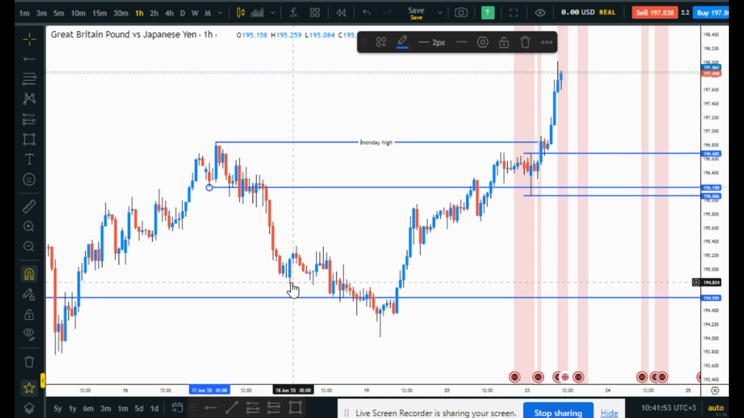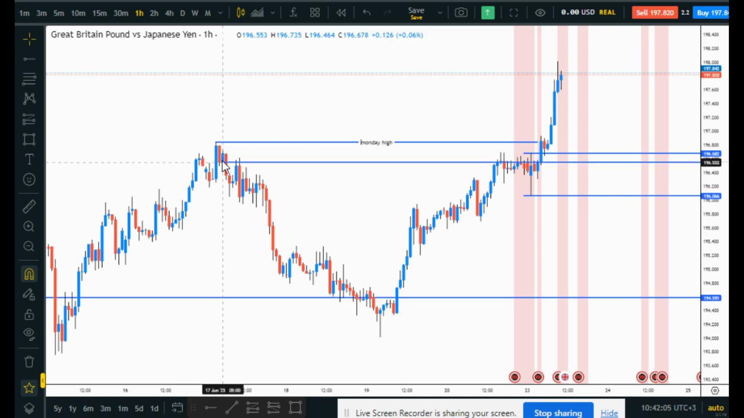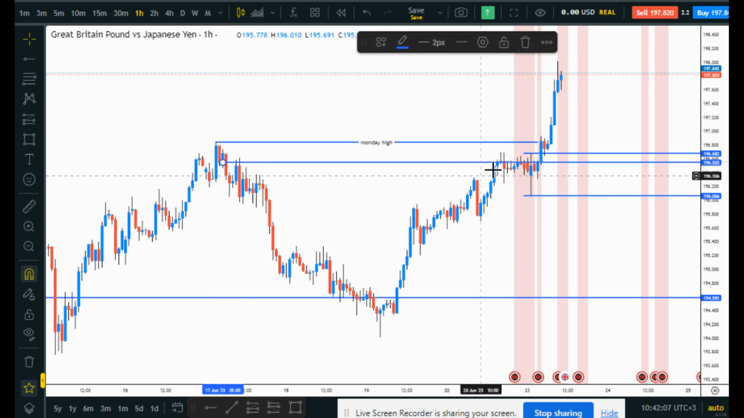So what happened here is that we did think if the market will come back to take this level here, the market will eventually fall. But what happens is that the market tested this level and then retested it, and then the market broke this level. After the market broke this level, it made this engulfing candle over here.